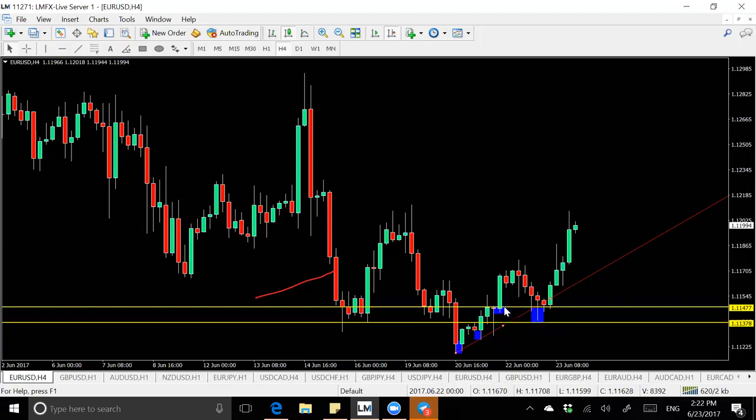Because if you bought it here, your stop loss would have been here, and they would have been taken out before it actually went in your direction. So your trend lines can impact your trading a lot.